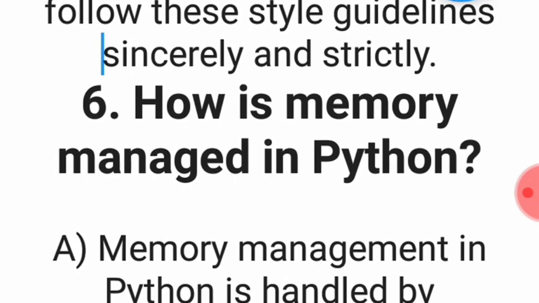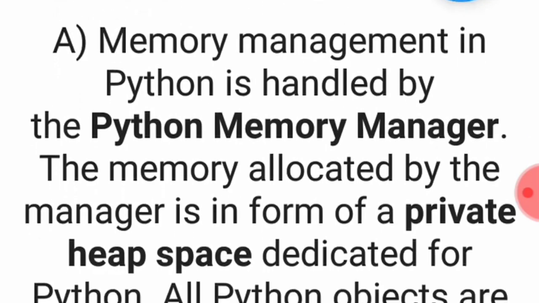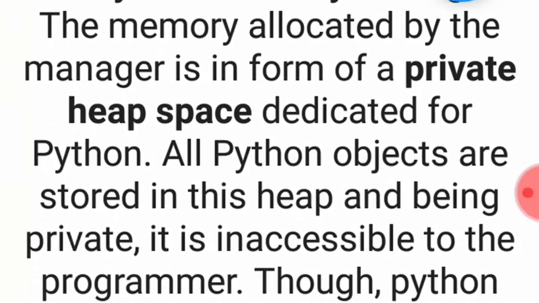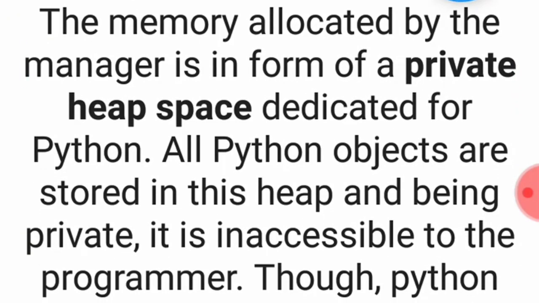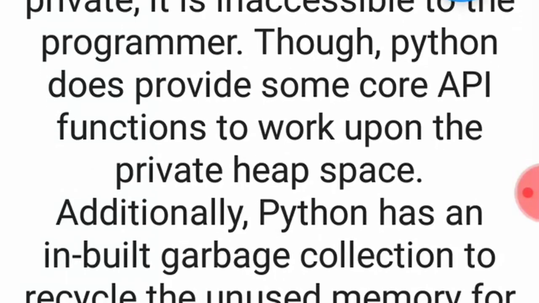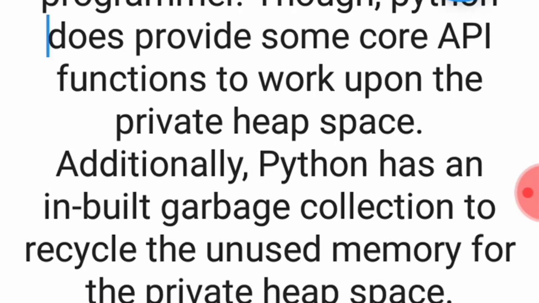6. How is memory managed in Python? Memory management in Python is handled by the Python Memory Manager. The memory allocated by the manager is in the form of a private heap space dedicated to Python. All Python objects are stored in this heap and, being private, it is inaccessible to the programmer. Though Python does provide some copy functions to work upon the private heap space. Additionally, Python has an inbuilt garbage collector to recycle the unused memory for the private heap.